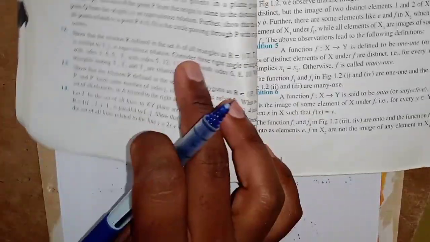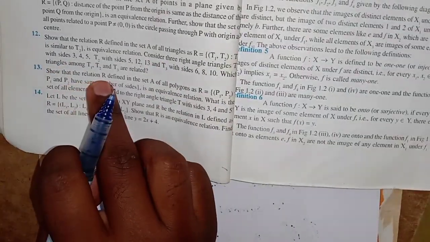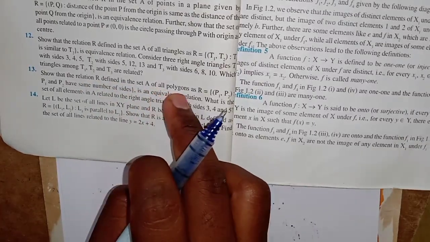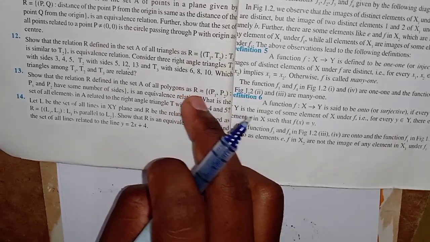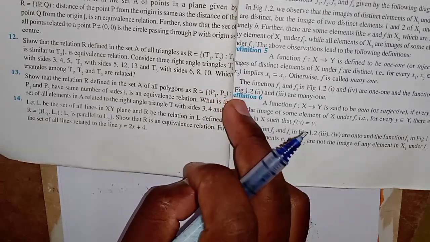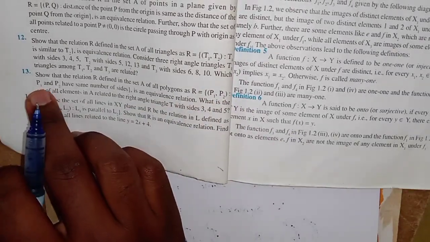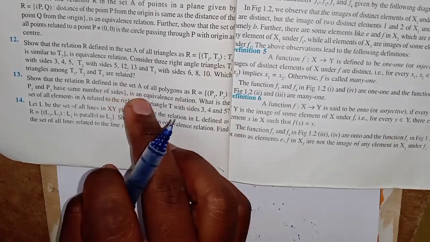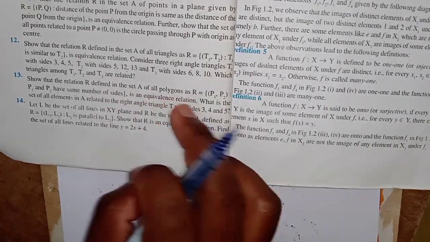Okay. Today we are going to see question number 13. Show that the relation R defined in the set A of all polygons as R equal to the set of P1, P2 such that P1 and P2 have the same number of sides, is an equivalence relation. You have to show that it is an equivalence relation.